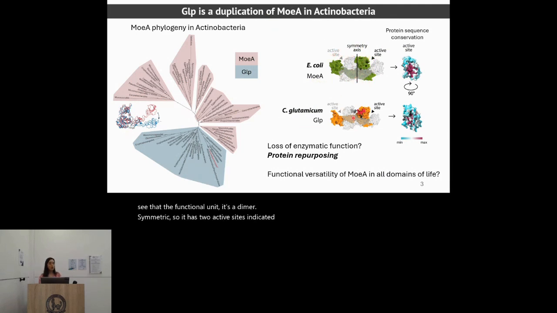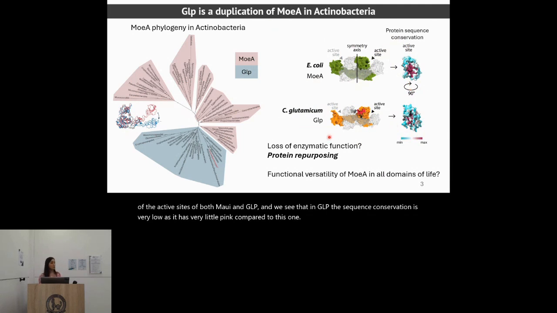When we compare that structure with the dimer formed by GLP, this difference in the angle between the domains makes the active site have a different structure. And this difference in the active site is probably associated with the loss of the enzymatic function. To try to confirm this, we mapped the protein sequence conservation on representative structures of the active sites of both MoeA and GLP. And we see that in GLP, the sequence conservation is very low, as it has very little pink compared to this one.